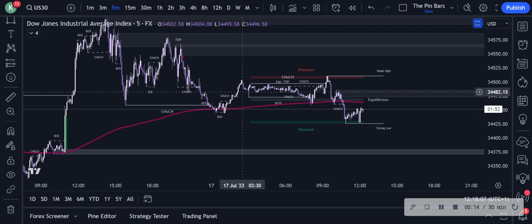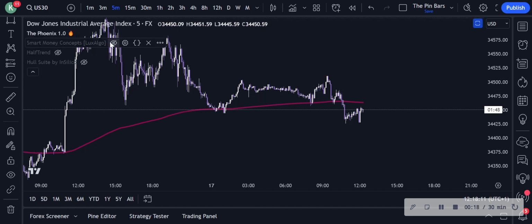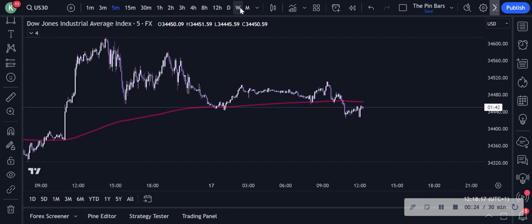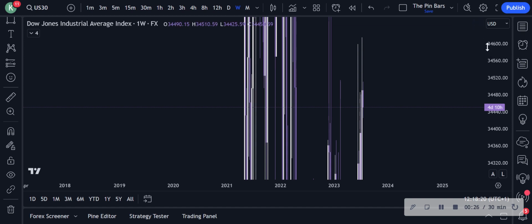Let's do a quick analysis of US30, shall we? I'm just going to turn all of this off so that we only have the 200 moving average on, okay? As usual, let's start from the weekly.